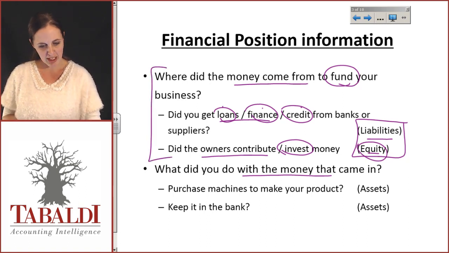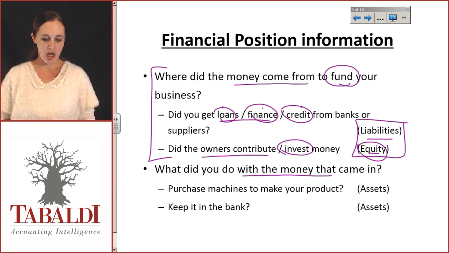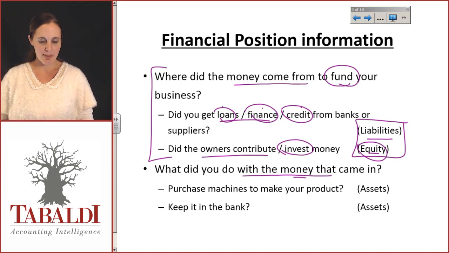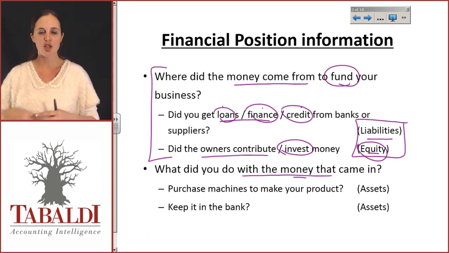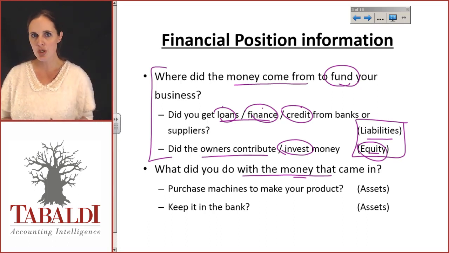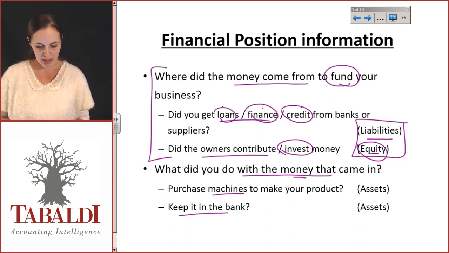So when we look at your financial position, I want to start off by asking, where did the money come from for you to start your business? Where is the money coming from? What did you do with the money that came in? If your investor, or if the owner invested 100,000 Rand in the business to start from, what did you do with that? Did you go buy machinery? Did you go buy inventory? What did you do with that money? Did you purchase machines? Did you keep it in the bank?